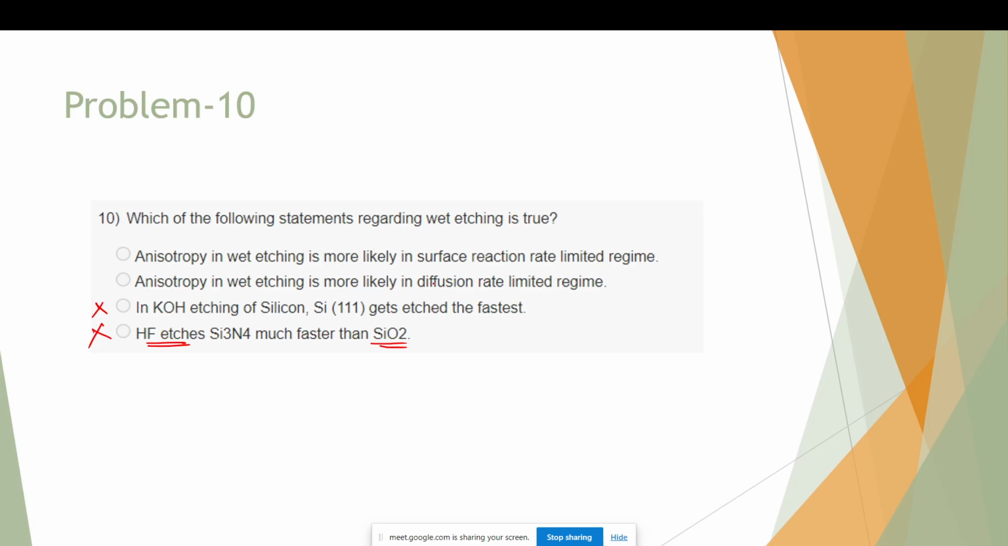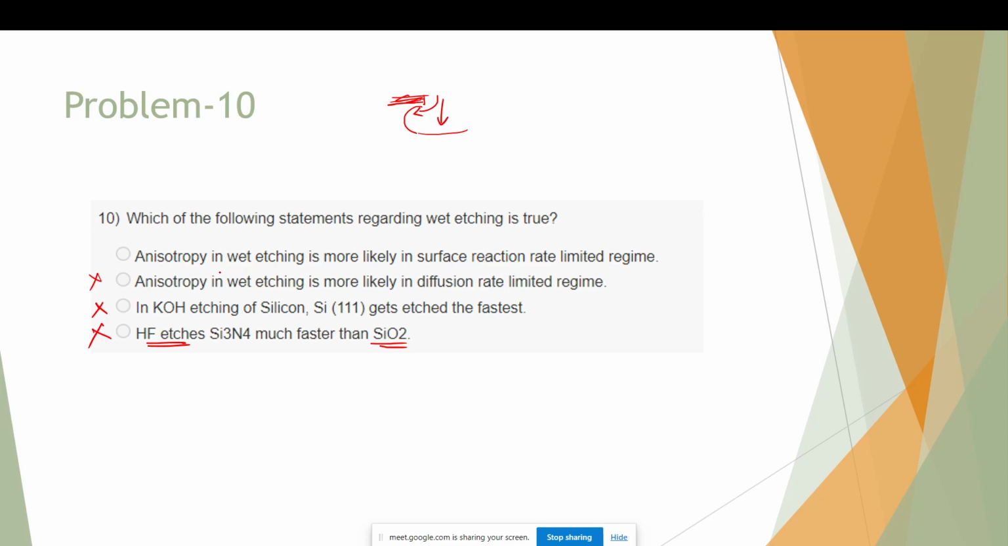Anisotropy in wet etching is more likely in diffusion rate limited regime. So, any time in diffusion limited regimes, so if the reaction rate is not the thing, diffusion is an isotropic process. So, diffusion will happen equally likely in the lateral direction to the vertical direction. So, that is why in diffusion limited regimes, it is very difficult to get anisotropy. It will always be an isotropic etch. So, this is also wrong.